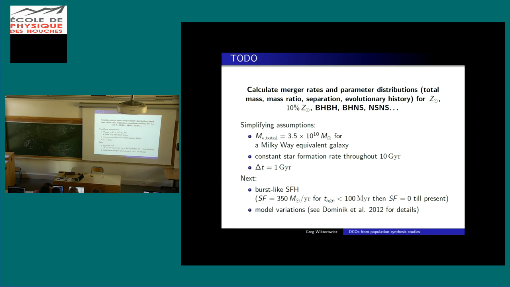It's not this one. T_del is this one. Yes, T_del. It's not T_merger.